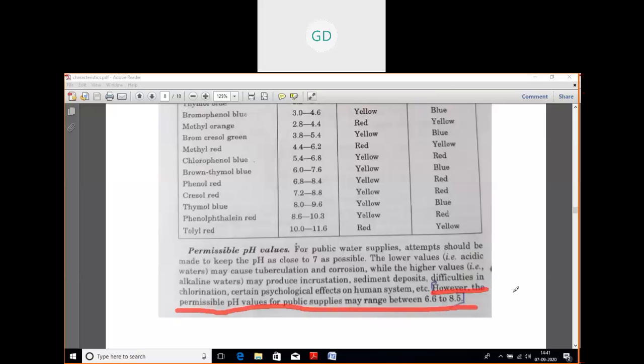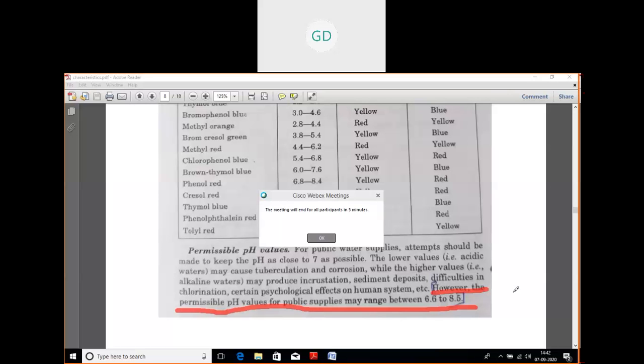Suppose you drink water outside the range of 6.6 to 8.5 pH. If it is, suppose, 4, you are drinking acidic water, so what will happen? Obviously that will cause some digestive problems, and it may also form incrustation in your pipes. What is incrustation? In the pipe through which you get water, some white deposits will form.